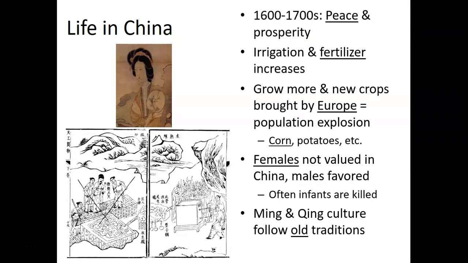All right, last slide here, and we'll wrap it up. So life in China during this period of time, specifically in the 1600s and 1700s, before we get into European exploration and expansion taking off in the Industrial Revolution, it's peace and prosperity. They're doing very well. They've got all the resources they need. Irrigation techniques are going well. Environmental catastrophes aren't causing problems with flooding as much as they have in the past.